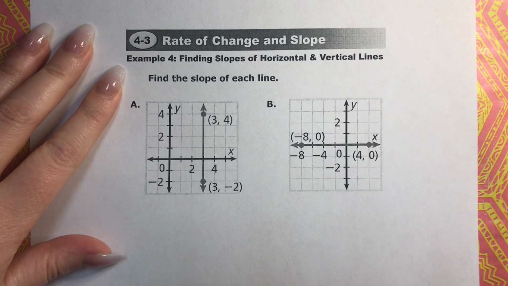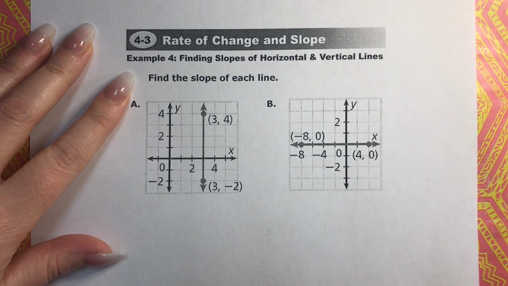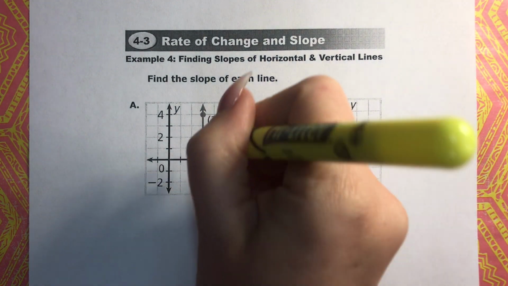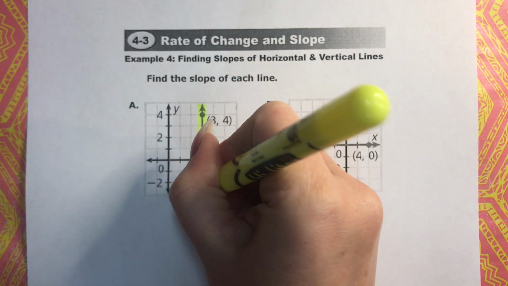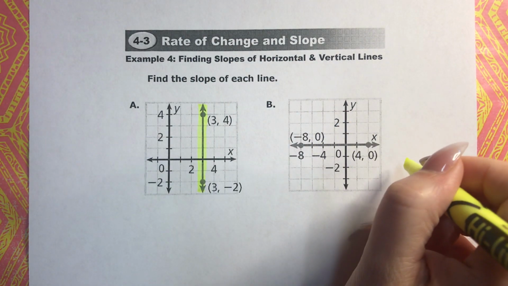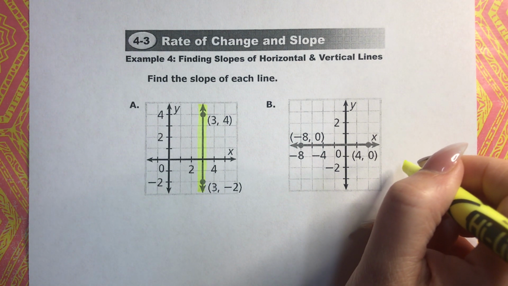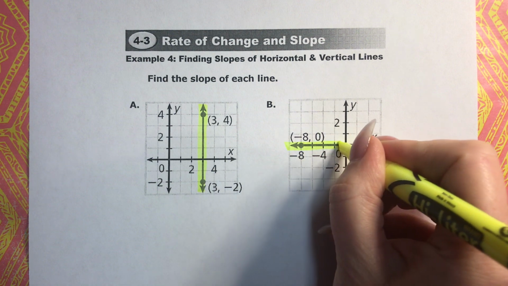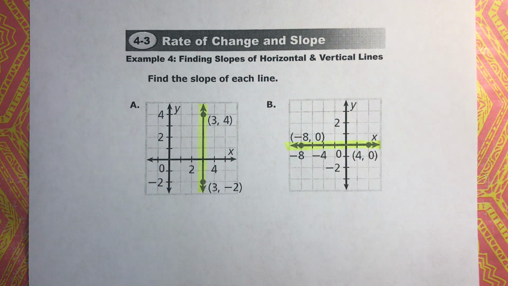All right, for example 4, we're going to be finding slopes of horizontal and vertical lines. We have A and B, and we're going to find the slope of each line. I'm just going to highlight these lines. So this is the line here, and I guess this is the line here. I think it's right on the x-axis. Okay, so let's go ahead and find the slope.